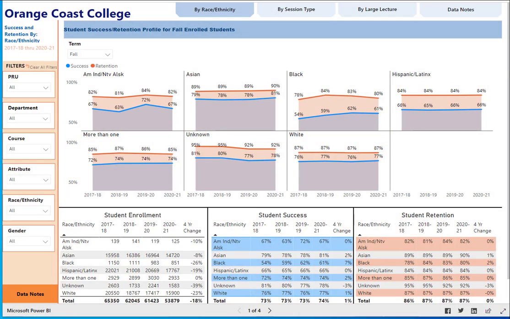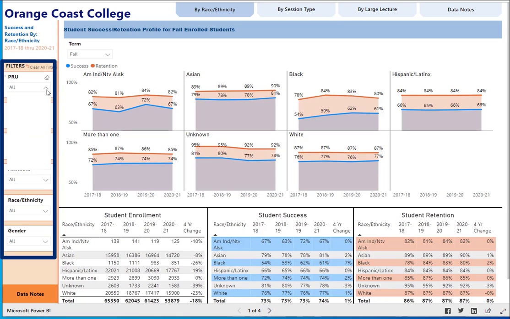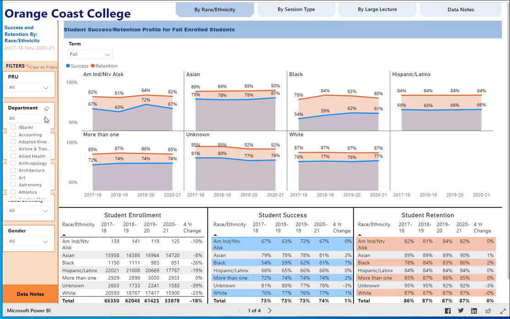In this video, we will review how to use the Student Success and Retention Profile for the students at Orange Coast College. As with our other dashboards, there is a set of filters on the far left. Here you can filter by PRU if you are working with other departments on a program review. You can also filter by department, by course, or by attribute. In this case, we have honors and non-credit.